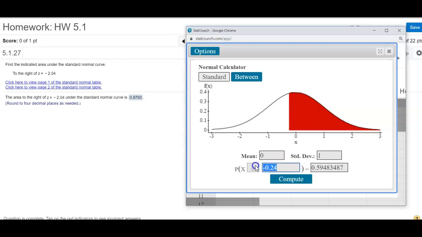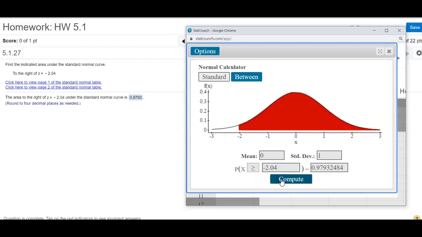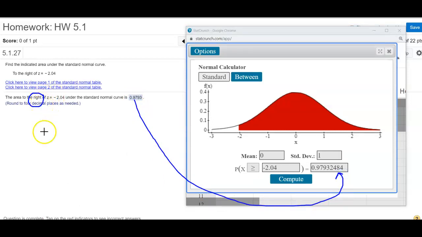Oh, I plugged in negative 2.04. No wonder I got a different answer. There you go. And now your answer matches. My area is exactly the same. So sometimes they ask you to the left, sometimes they ask you to the right. So please be careful what they're asking you.